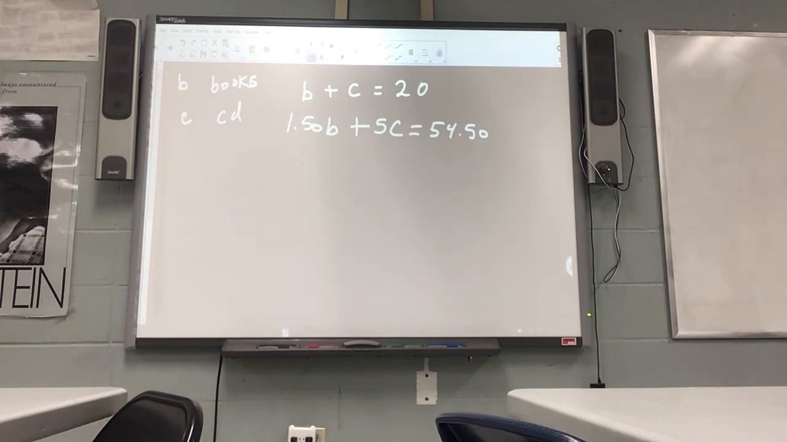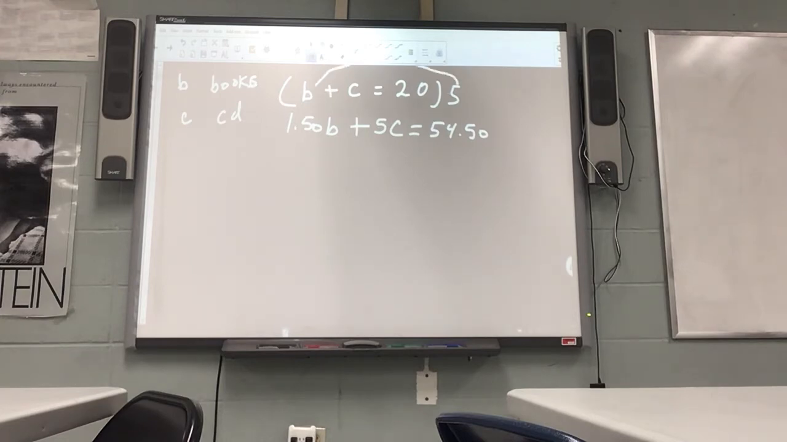Okay, so now we've got our system of equations set up. But it's not ready to eliminate anything. My B's, I've got a 1 and a 1.50. My C's, I've got a 1 and a 5. So I'm going to have to multiply one of the equations by something. I could make my B's both be 1.50, or I could make my C's both be 5. That would make more sense with a whole number. So we're going to multiply the whole top equation by 5, because we're getting ready to eliminate the C's.